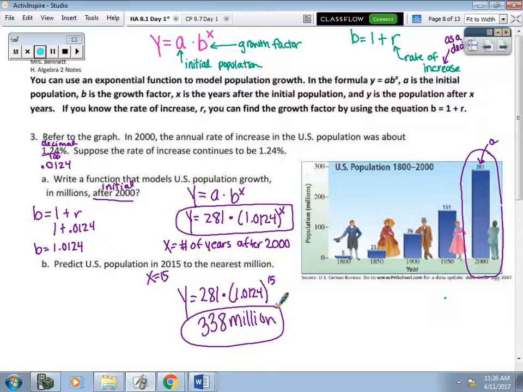I didn't put parentheses when I typed it in. You can put them or not, it's up to you. I just put them here so that you don't think you're supposed to multiply those numbers before you raise it to an exponent.